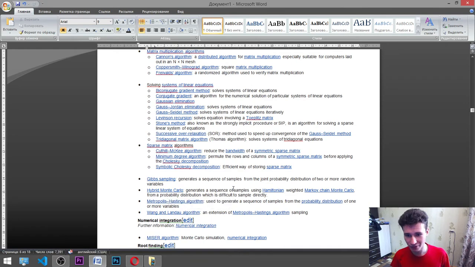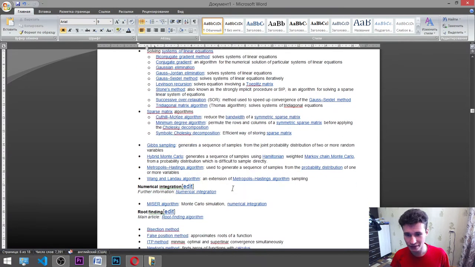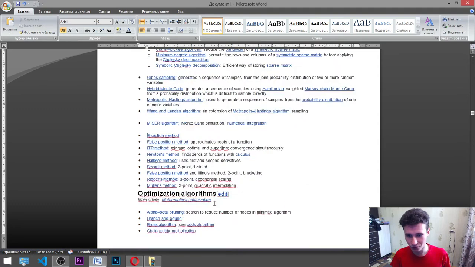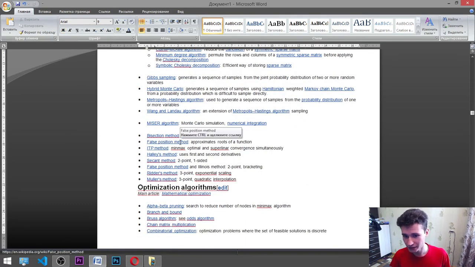Gibbs sampling, hybrid Monte Carlo, Metropolis-Hastings, Wang and Landau, interesting person, he also created big O notation with one other person. MISER algorithm, need to learn, root finding, bisection, Newton's method, I know. And the regula falsi, the false position and secant method, okay, need to learn about it more.